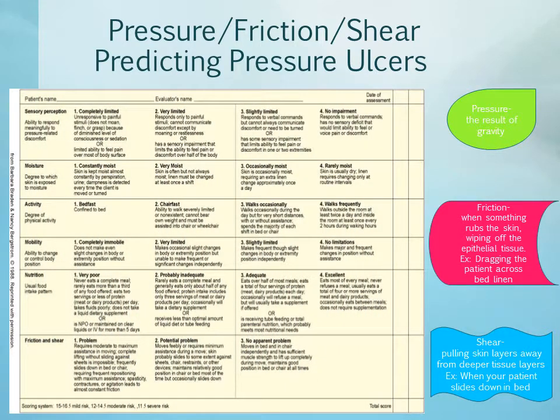We identify patients at risk for pressure ulcers by using the Braden scale, as you note here on this slide. You may also review the Braden scale on page 478 of your textbook. The Braden scale addresses categories of sensory perception, moisture, activity, mobility, nutrition, and friction and/or shear.